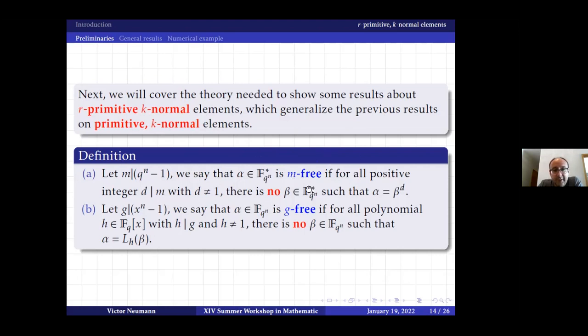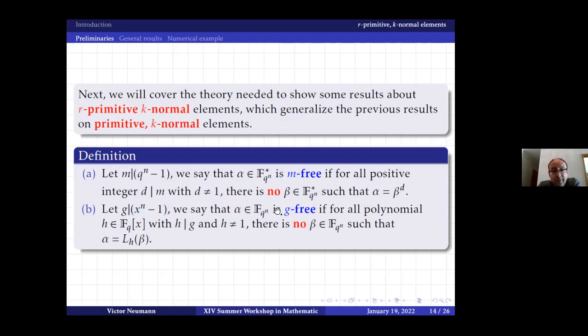This definition, freeness, is key in the work. So we take M, a divisor of q^n minus 1. We say that alpha is M-free if for every divisor d of M different from 1, it is not possible to write alpha as beta to the d. There is no beta such that alpha is equal to beta to the d.